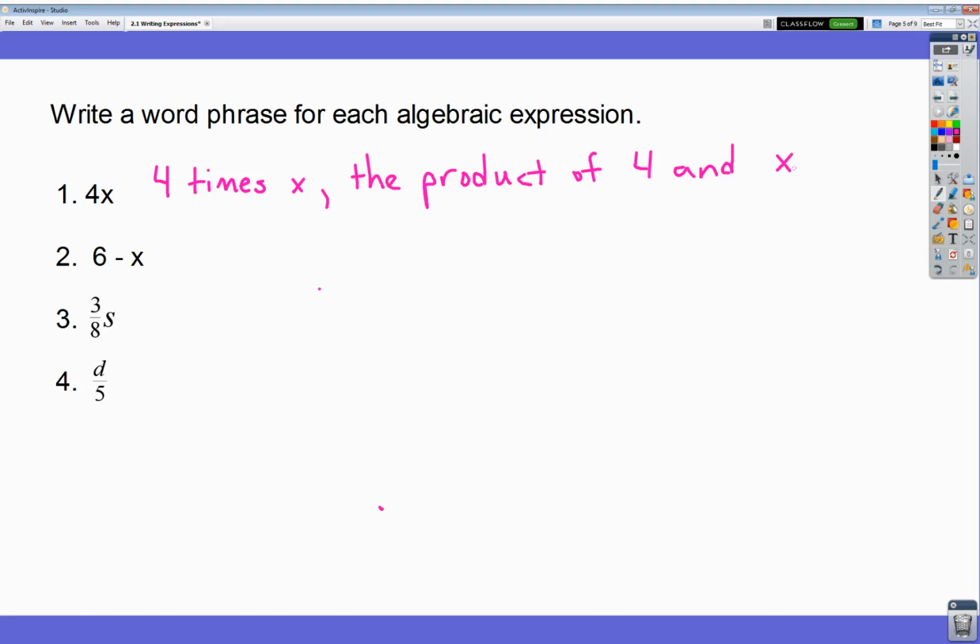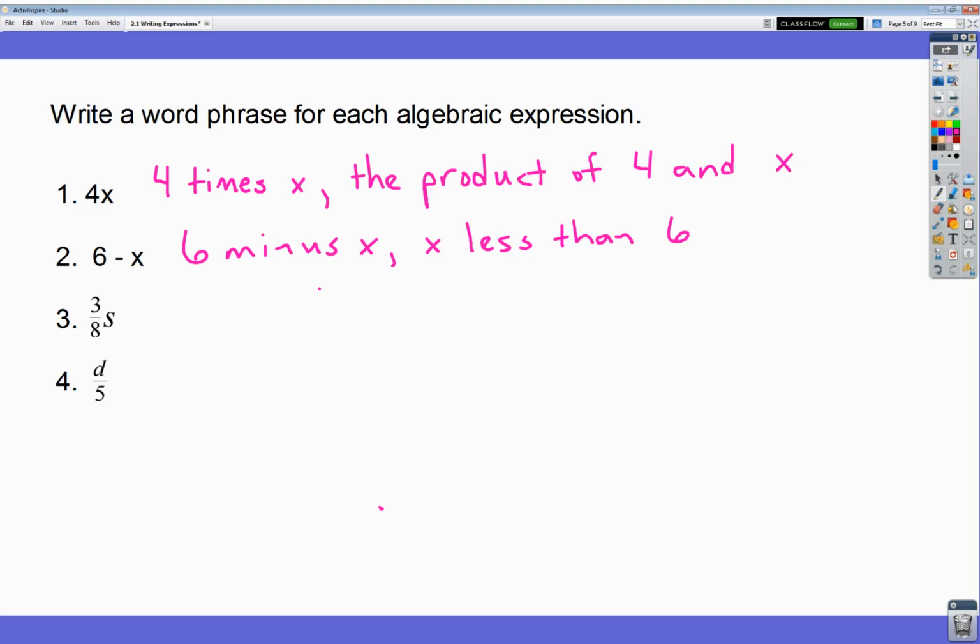Number 2, we have 6 minus x. I could write that as simply 6 minus x. Or more commonly, I might say x less than 6. So when it's saying it's less than something, it means we're starting with 6. We're taking x away from it. So it's x less than 6. So if x were 4, we'd be doing 6 minus 4, or 4 less than 6, which would be 2.